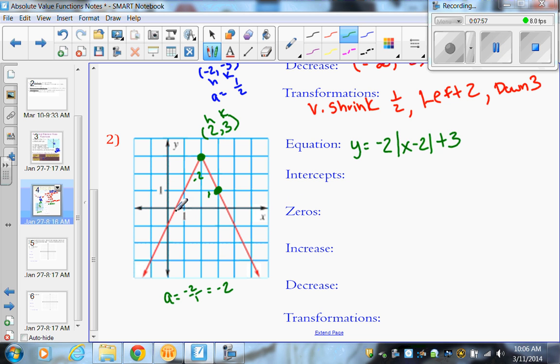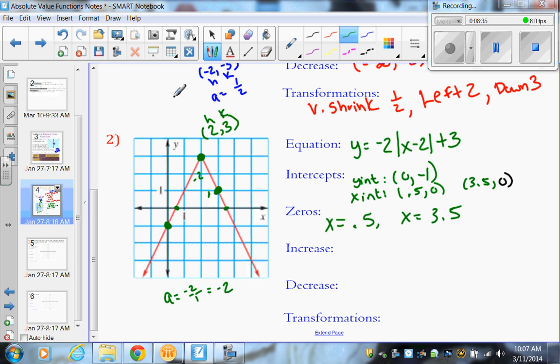My intercepts looks like across the y-axis at -1. So that's 0, -1. My x-intercepts looks like it crosses at 0.5 and 3.5. So 0.5, 0, and 3.5, 0. And our zeros would be the same as our x-intercepts, so x equals 0.5 and x equals 3.5.